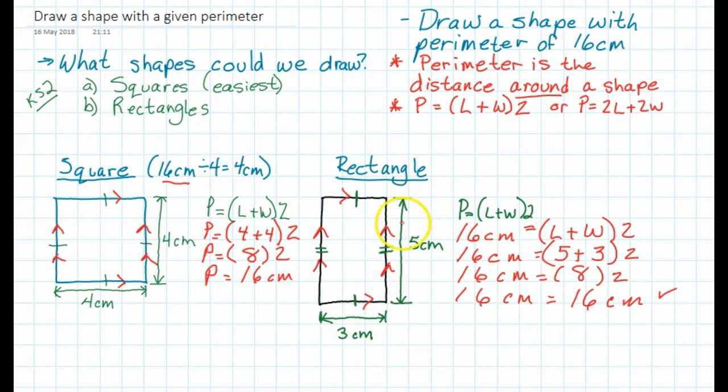So my suggestion to you is when you are given an amount, whatever a perimeter needs to be, try and work out what the two largest sides could be. All right, and then whatever's left over would just be the smaller sides divided by two. Okay, I hope that's been helpful.